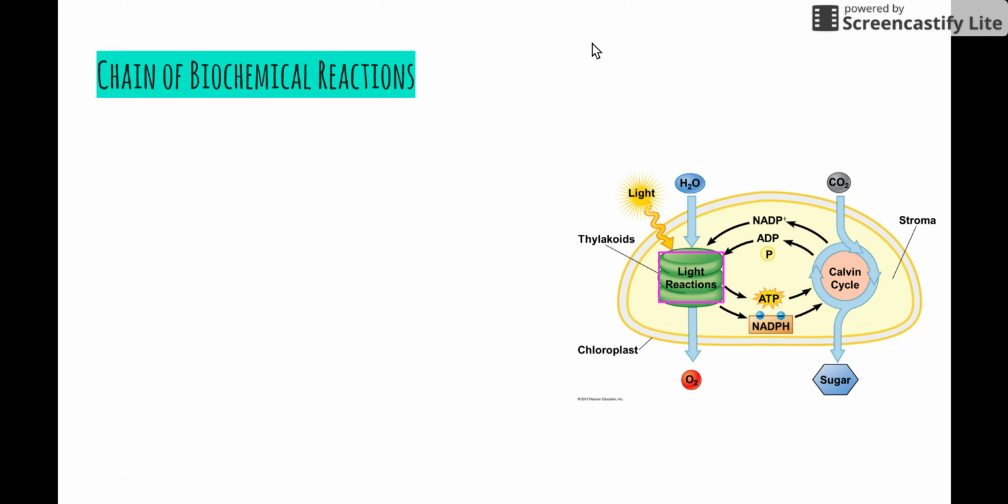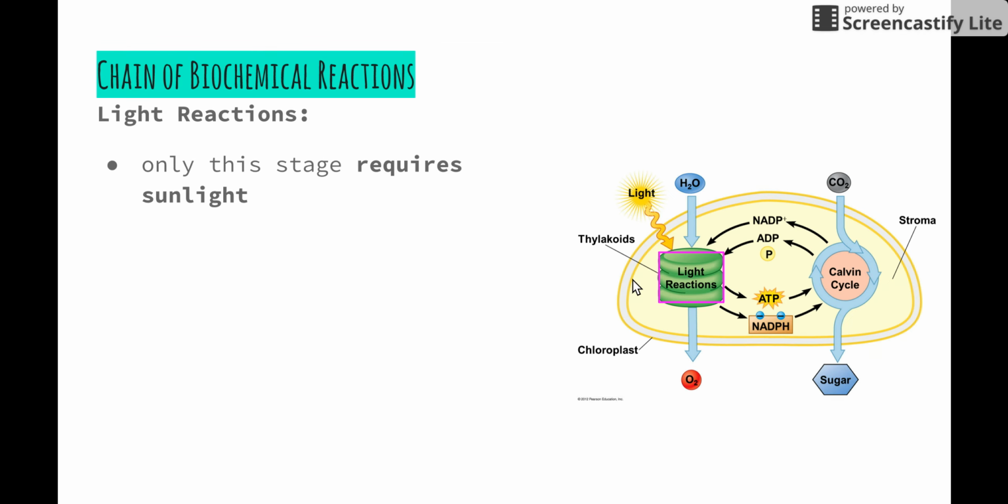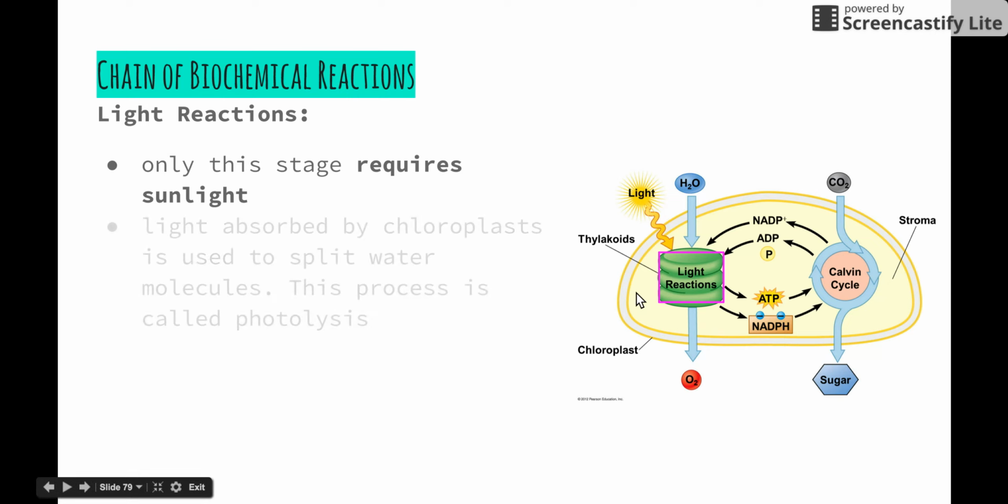The first one, as we can see here in this pink square, is the light reactions or the light-dependent reactions. So this is the only stage of photosynthesis that requires sunlight. If there was no sunlight, this stage wouldn't happen and photosynthesis wouldn't proceed.